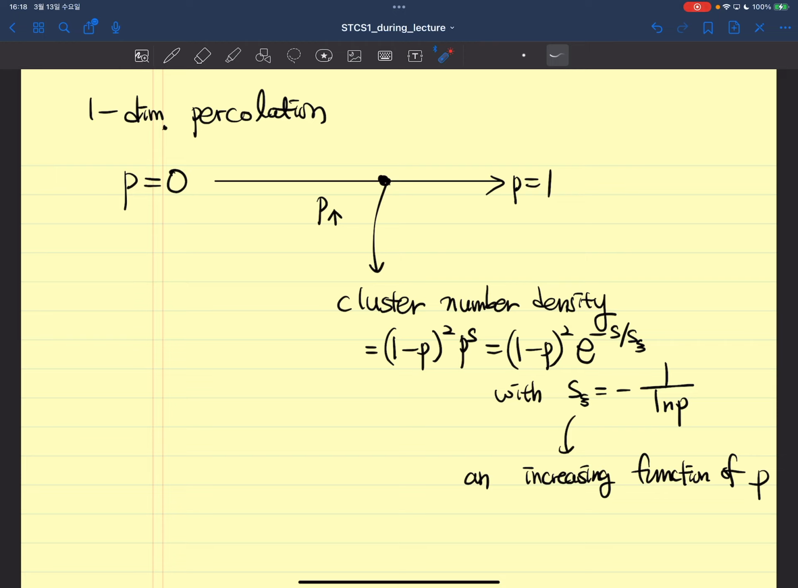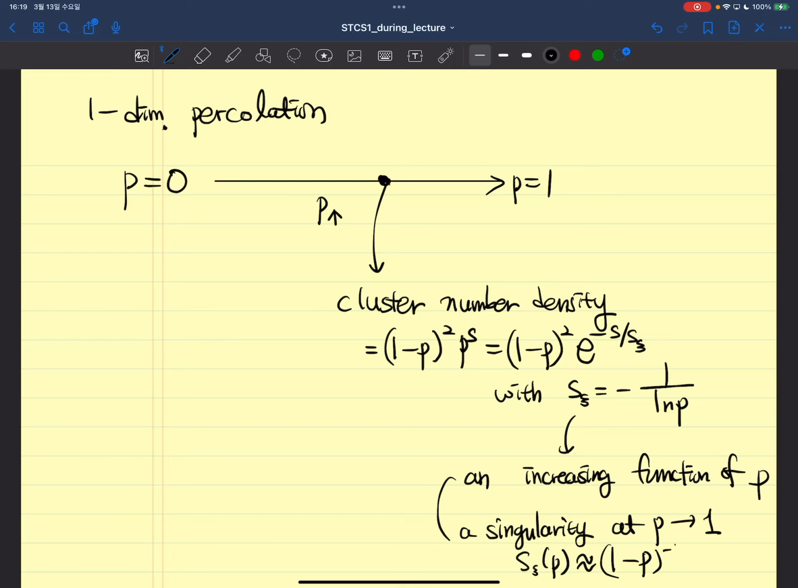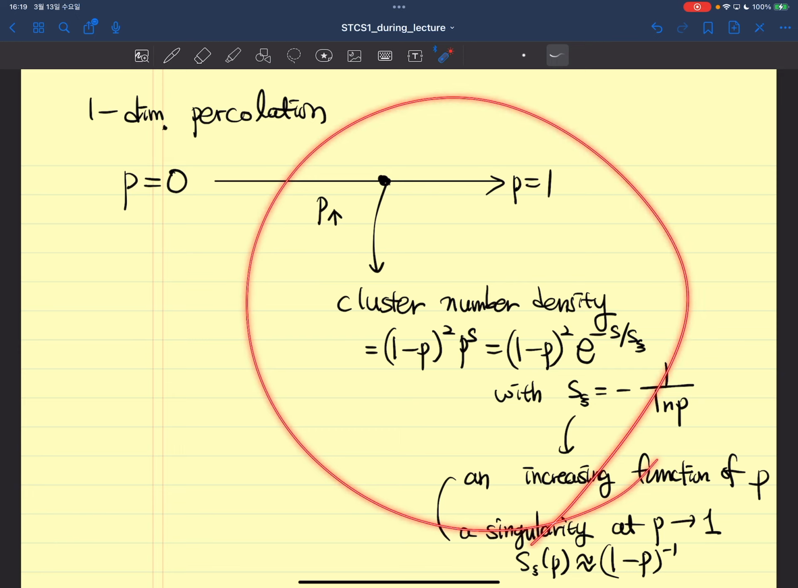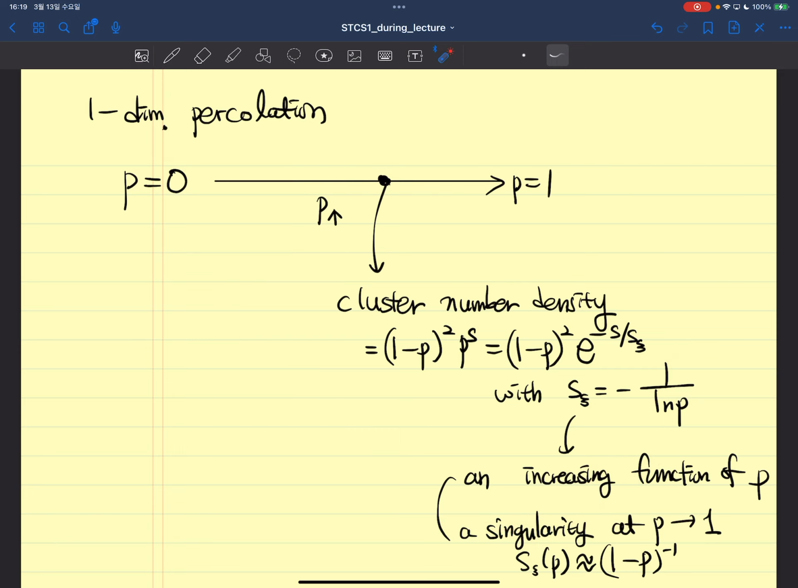Another important point is that it's not just increasing, it has a singularity at P goes to 1. And the singularity is, of course, the logarithmic singularity. But if we use the Taylor series expansion, we can guess this goes like 1 minus P to the power of minus 1. Yeah, this is the summary of all the things we have learned from this one-dimensional system.